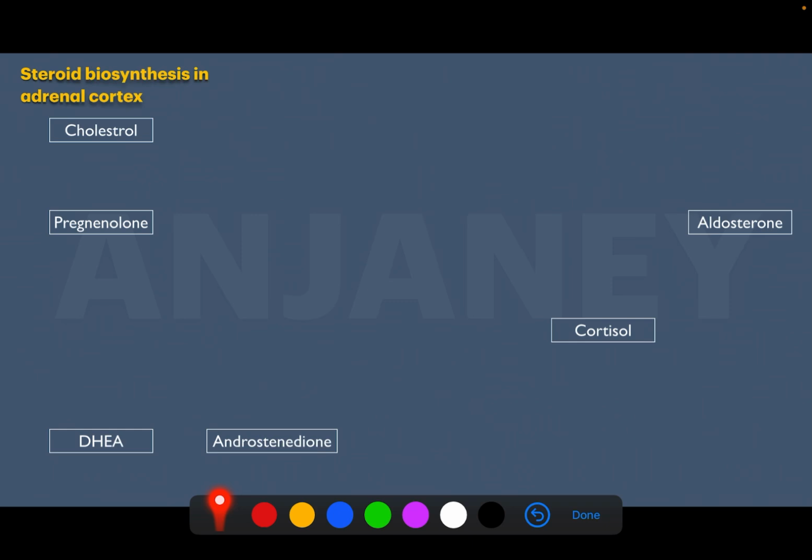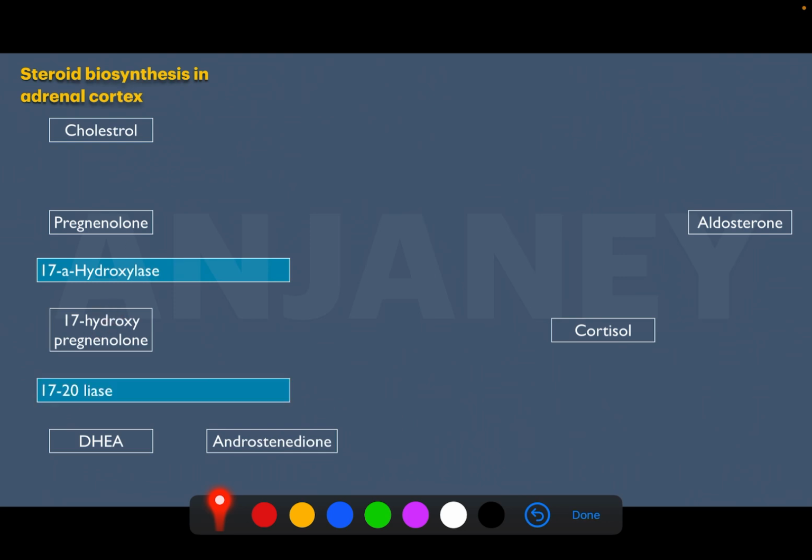So first, cholesterol is converted into pregnenolone. Now pregnenolone with the help of hydroxylase is converted into hydroxypregnenolone, and with the help of lyase it's converted into DHEA. So from cholesterol we made DHEA. Which are the two enzymes here? Hydroxylase and lyase. Don't go with these numbers, just get a proper orientation. First is hydroxylase, second is lyase. Hydroxylase is adding a hydroxyl group.